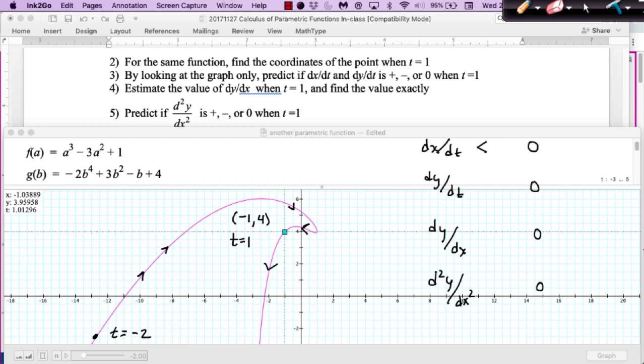What about dy dt? Less than, equal to, greater than 0. Also less than, because as t is increasing, are we going up-ish or down-ish? Down-ish, right? So that means that for changes in t, y is decreasing. So dy dt is less than 0. What about dy dx? Two ways to think about this. Dy dx, positive or negative? So what's one reason you can see that dy dx is positive?